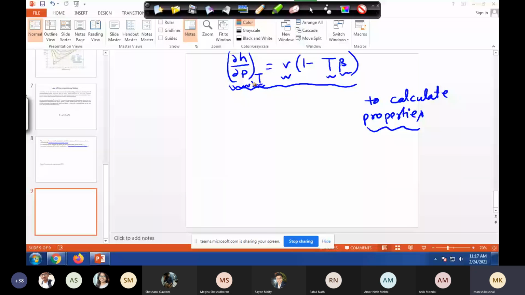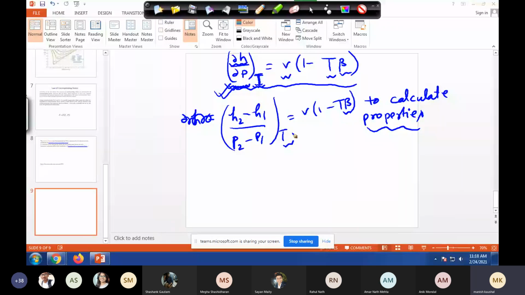Once you know H2 and H1, then that dH is valid for any kind of path. But in order to calculate it using this formula, you have to keep this criterion in mind. And of course, at a given point you have to know the property, because it tells you the change, not the absolute value. If possible, not always, one can approximate it at constant T as V(1 minus T beta). But then again, the question arises: beta may depend on T, so this may not be a good approximation. Depending on the problem and the data given, you can play with this.